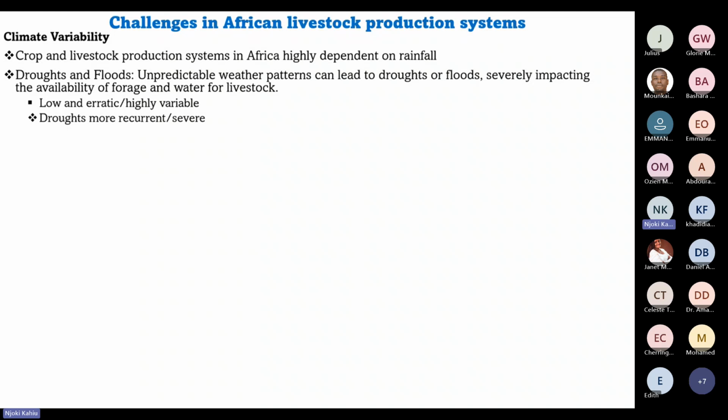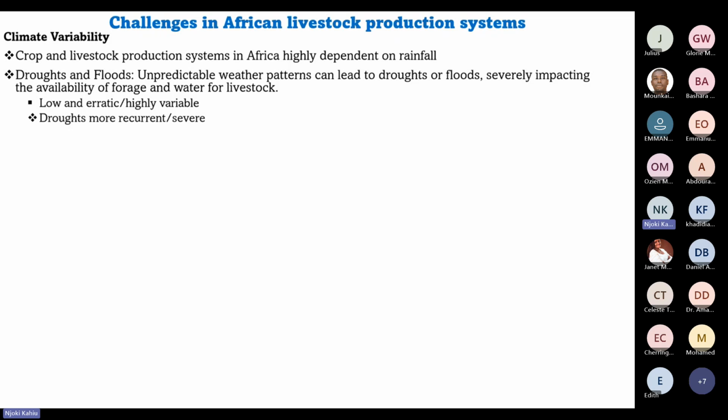Almost 90% of our production system, may it be livestock, may it be crop production, is highly dependent on rainfall. So when we have the problem of climate variability, it's a problem within the context of African livestock and crop production systems. And so this variability has led to droughts and floods. And with these unpredictable weather patterns, we have always seen severe implications affecting forage availability and water for livestock.